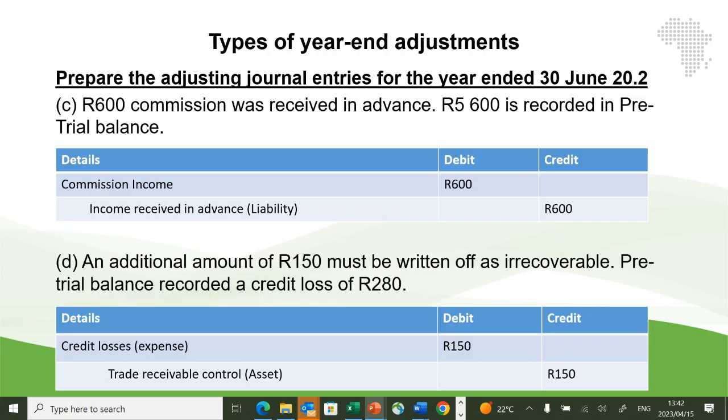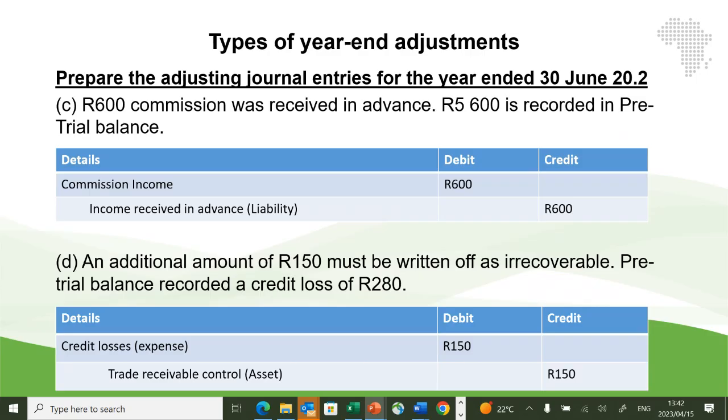So when we received this 5,600, we debited the bank. We credited what? The commission income, because the money was coming in to the business. We debit the bank. It's an asset. Increases on the debit side. We credited what? We credited the commission income. Income increases on the credit side. By how much? By 5,600. Since we credited that commission income, and you are told now that 600 of this commission income belongs to the next financial period, we need to reduce that commission income.